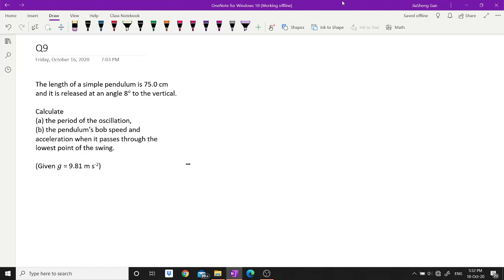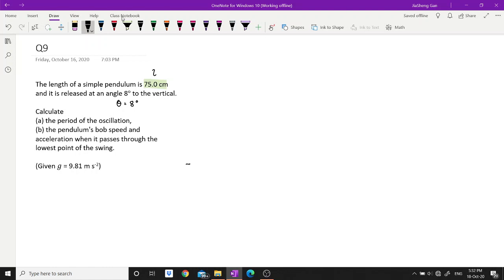Okay, the question says that the length of a simple pendulum is 75.0 cm. This is what we call the length. It is released at an angle of 8 degrees to the vertical, angle theta. They ask you to calculate the period, the pendulum bob's speed, and the bob's acceleration when it passes through the lowest point of the swing.